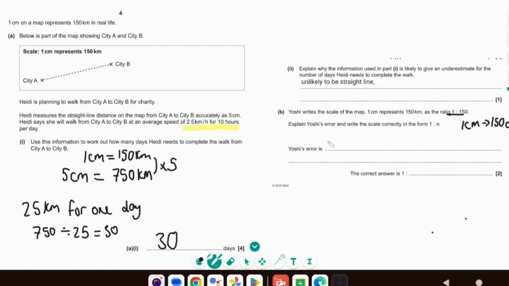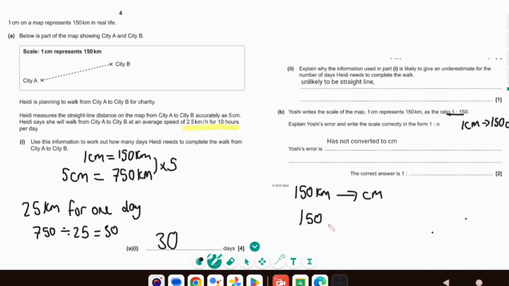He has not converted to centimetres. And then we need to answer this correctly. So 150 kilometres, we need to convert that into centimetres.